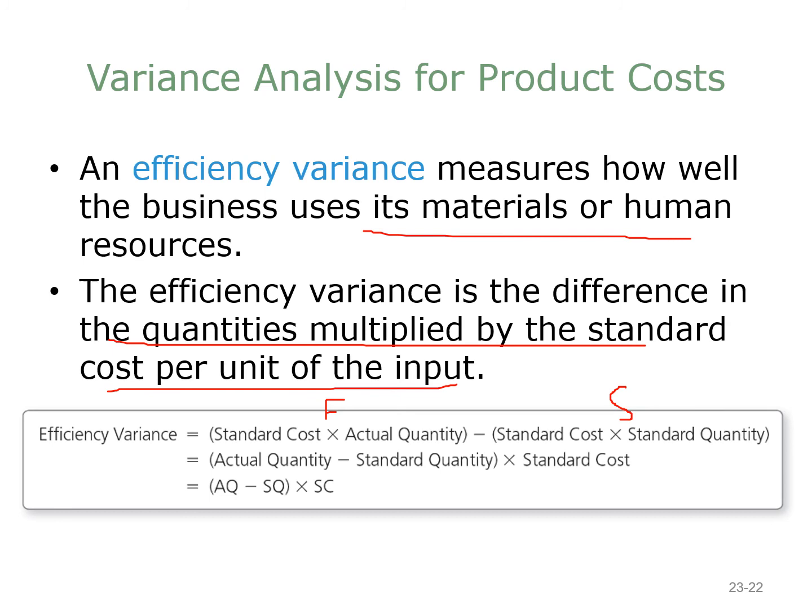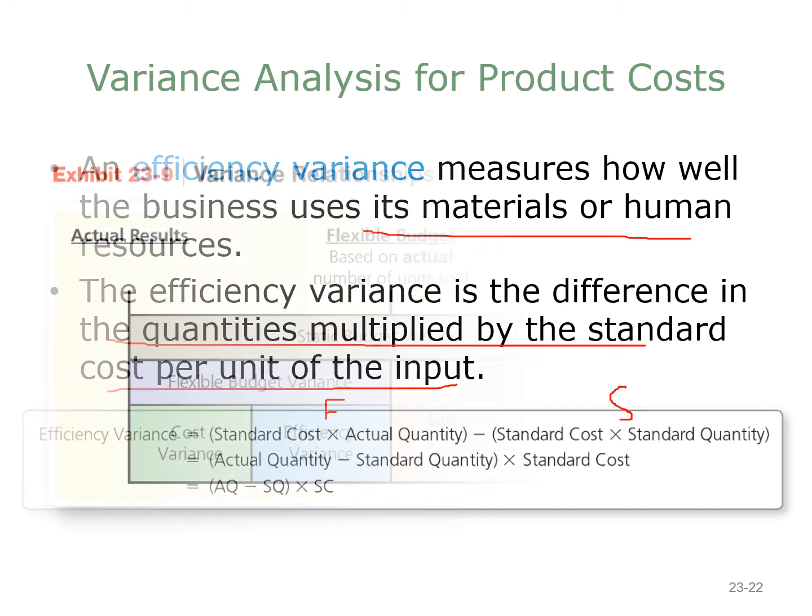This is the static budget, and we can manipulate it again to say that actual quantity minus standard quantity, multiplied by the standard cost, where the standard cost is the common factor. Okay, very good. And here we are talking, of course, about the input. Efficiency is talking about input.